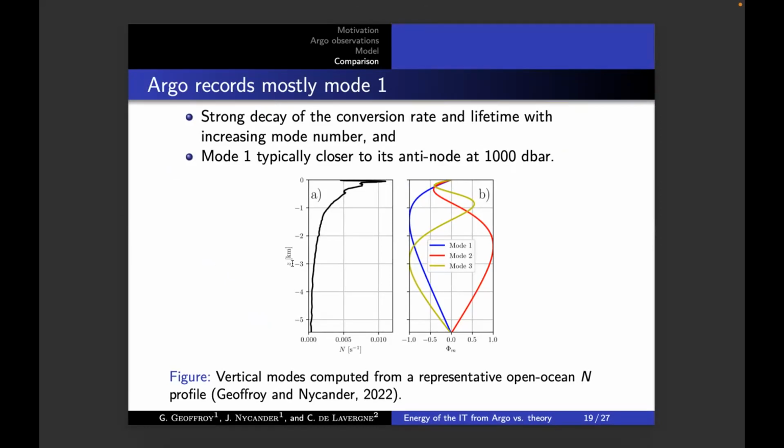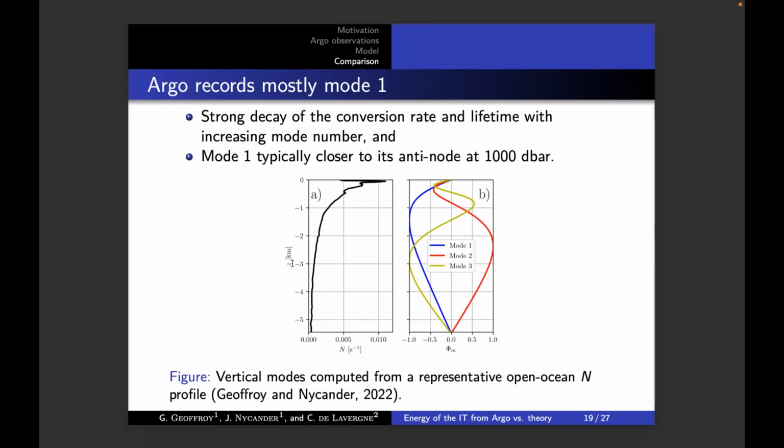And the second point is from this plot, see. So for a quite typical stratification profile, if we compute the vertical modes, you can see that at 1,000 meter depth, we are generally close to the maximum, the antinode, of mode 1. That also corresponds to being close to a node for mode 2. So that would tend to magnify the contribution of mode 1 and lower the contribution of mode 2 from what is recorded. Now this is true on a global average, but that could vary locally.